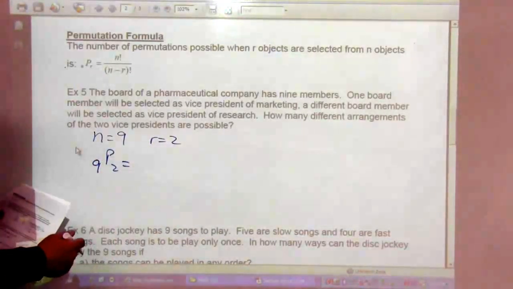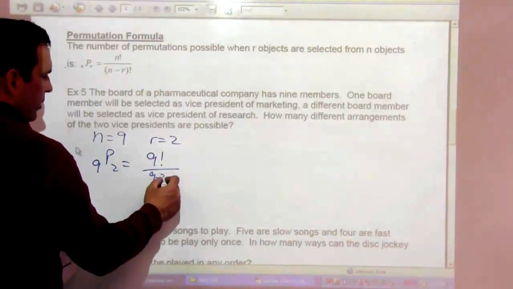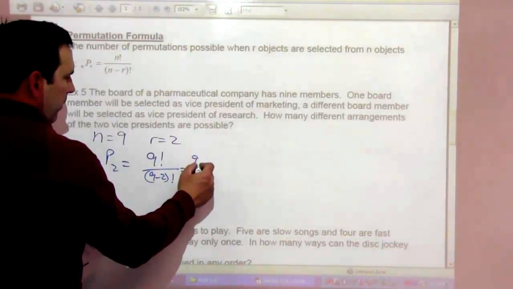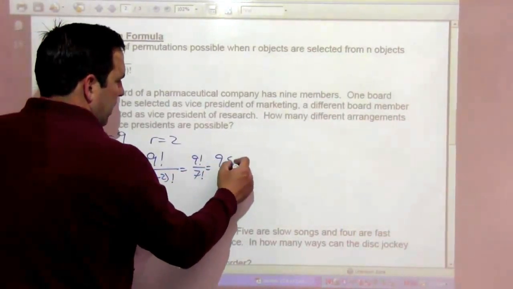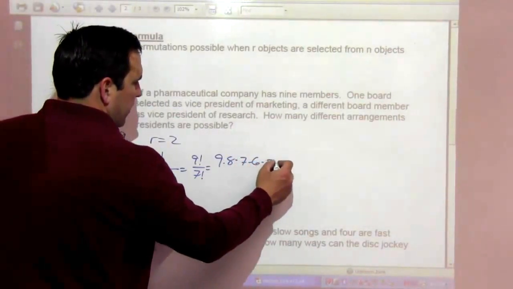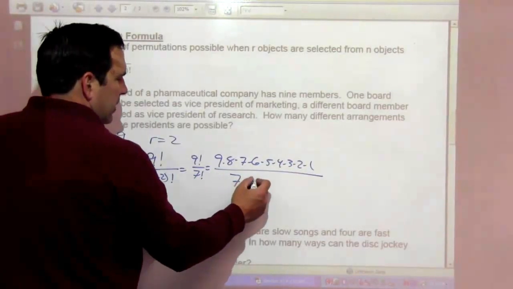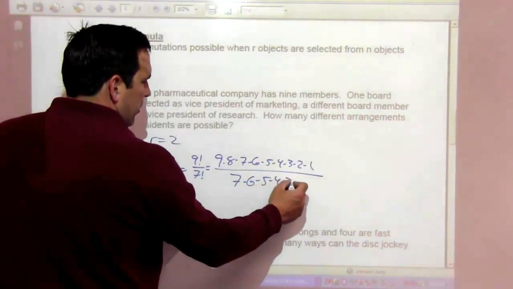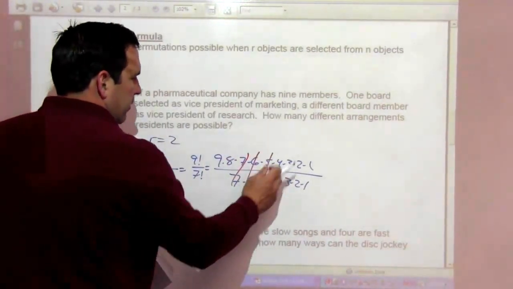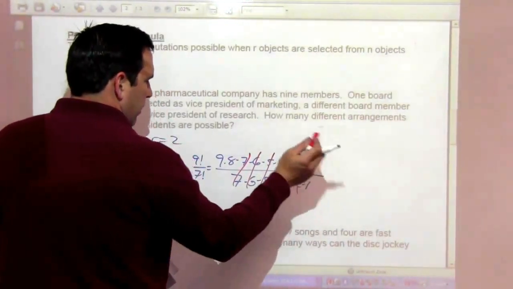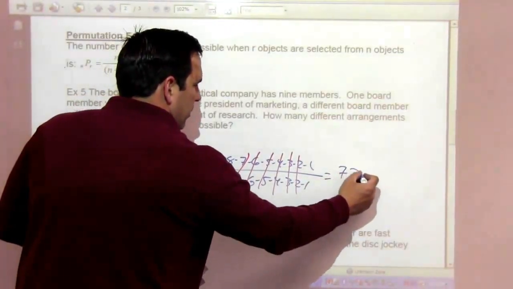9P2. That would be 9 factorial over (9 minus 2) factorial, 9 factorial over 7 factorial, 9 times 8 times 7 times 6 times 5 times 4 times 3 times 2 times 1, over 7 times 6 times 5 times 4 times 3 times 2 times 1. So the 7's go, 6's, 5's, 4's, 3's, 2's, and the 1's don't really matter. And we're left with 72.